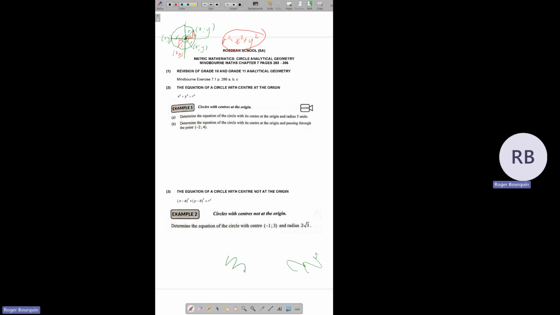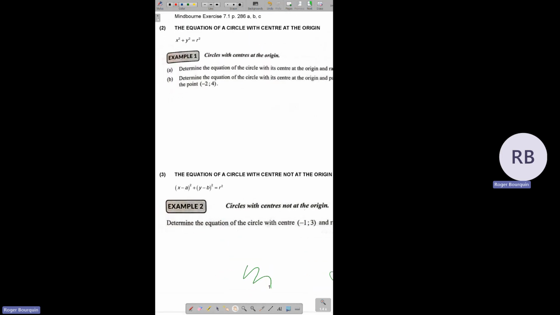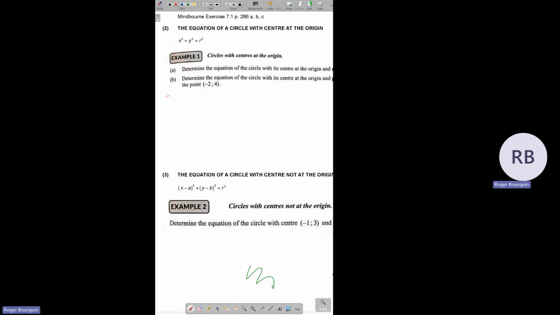So every point on the circumference of a circle with center at the origin meets those conditions. For question A, it says, find the equation of the circle with center at the origin and radius 5. So we have a circle, its center is at the origin, and the radius is equal to 5. You could take an infinite number of points, and for all of them, x squared plus y squared would be equal to r squared.